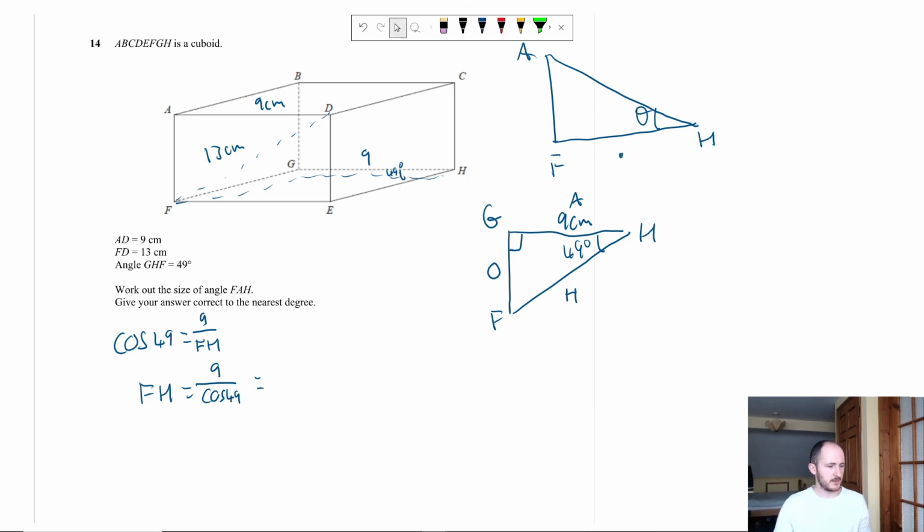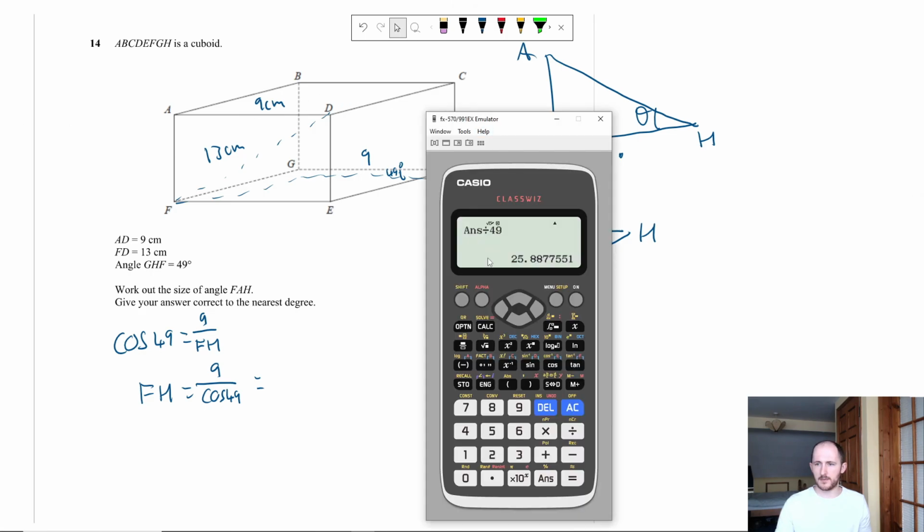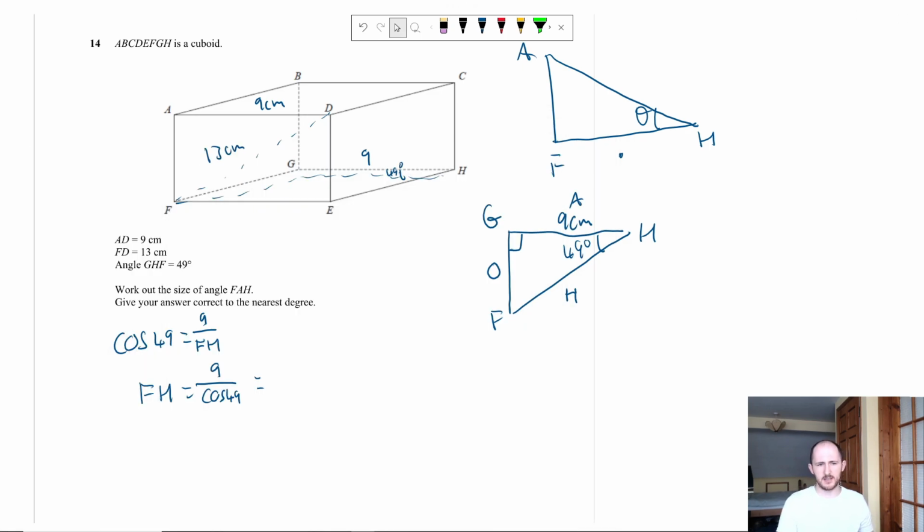So let's get our calculator out. 9 over cos 49. Really? Right, because I didn't close that bracket. If you ever see syntax error, generally speaking, you haven't put a closed bracket or there's an empty space. Syntax is just how something is structured, so the structure's wrong. That's 13.7. Actually, let's do it 13.72 centimeters, to 2 decimal places. That's that length there for FH. So I now know this length here is 13.72.